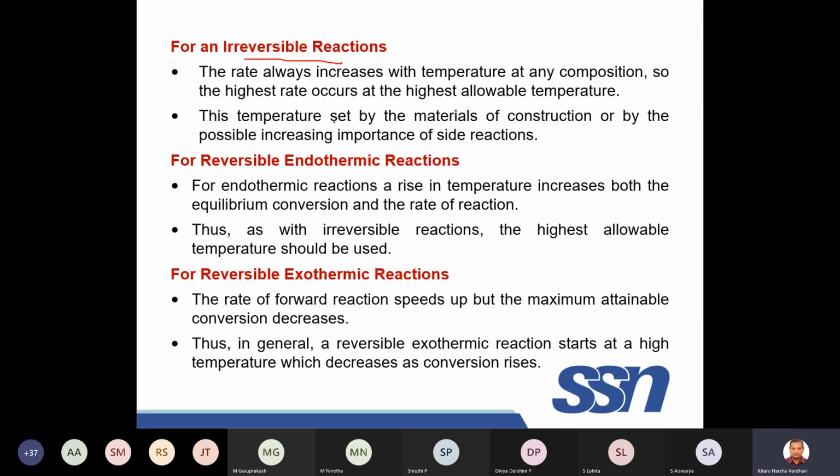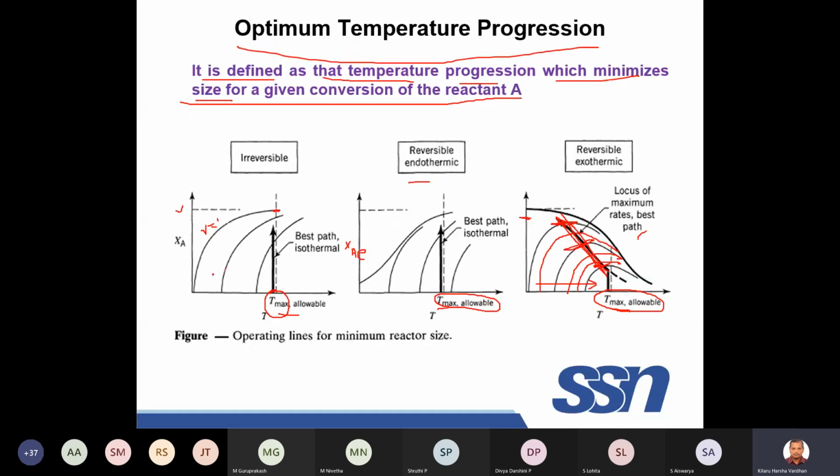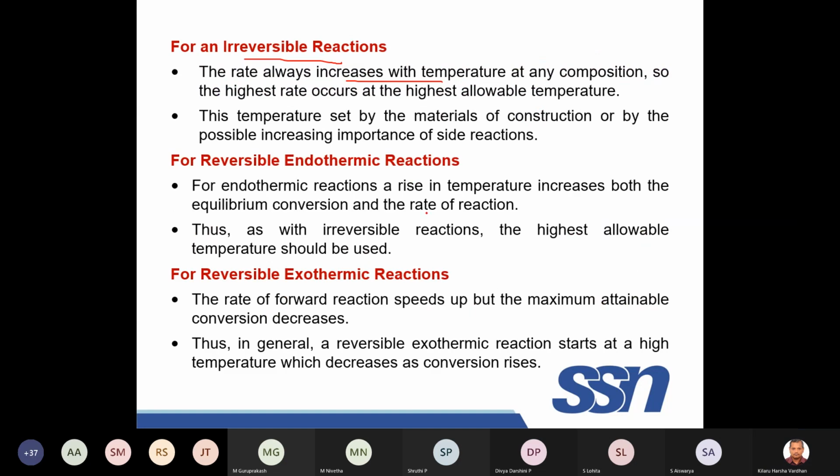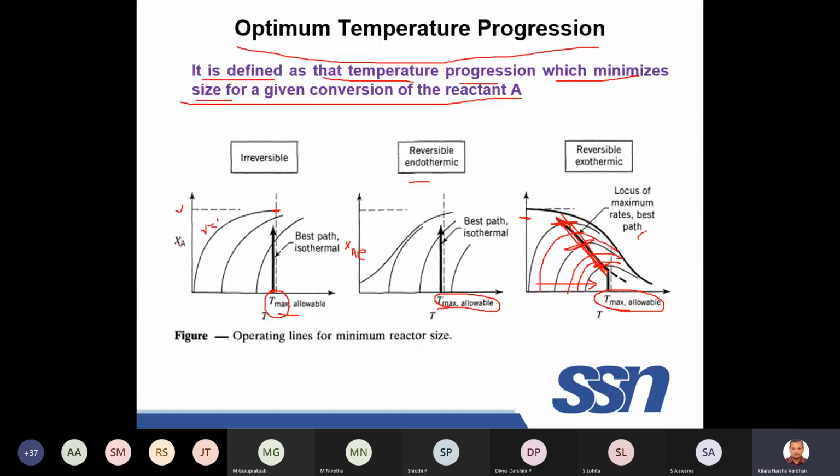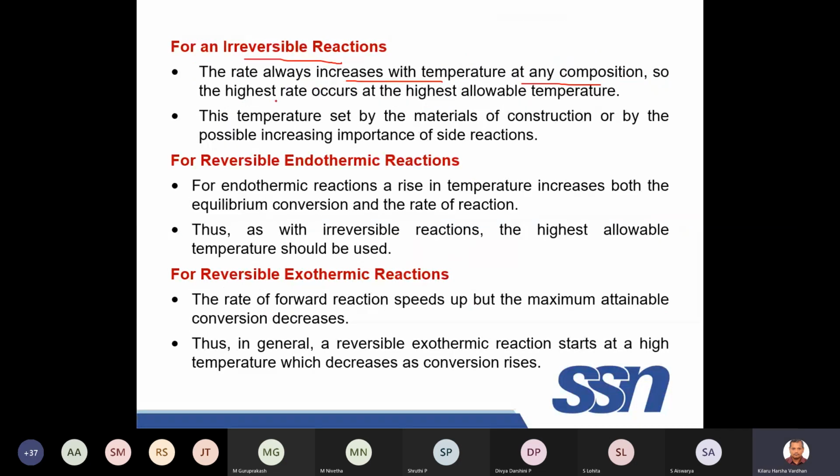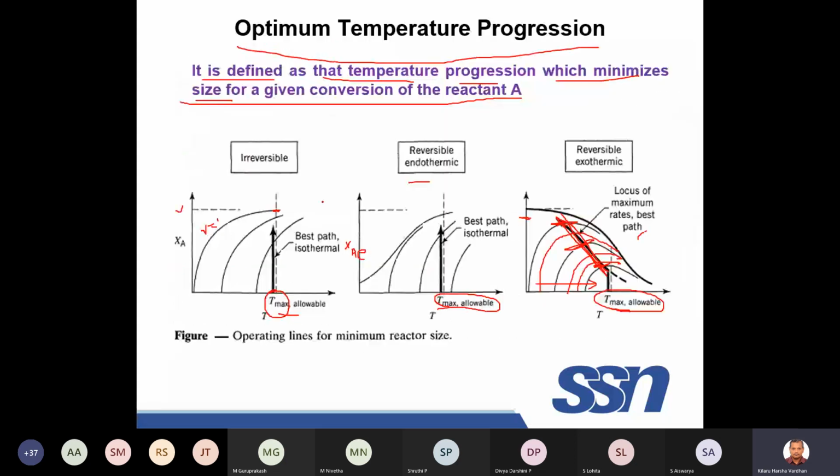So what is the first point? The rate always increases with the temperature. That is what we saw here. This is rate less, this is rate more. The rate always increases with the temperature for any composition, in the sense for any XA here. So the highest rate occurs at the highest allowable temperature. That is what we just discussed here. This is the maximum allowable temperature.